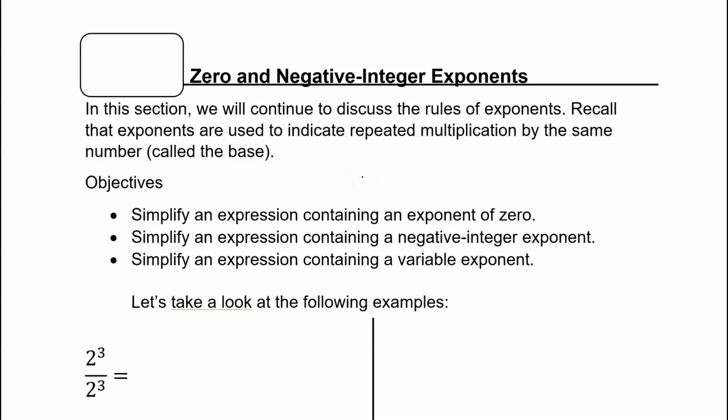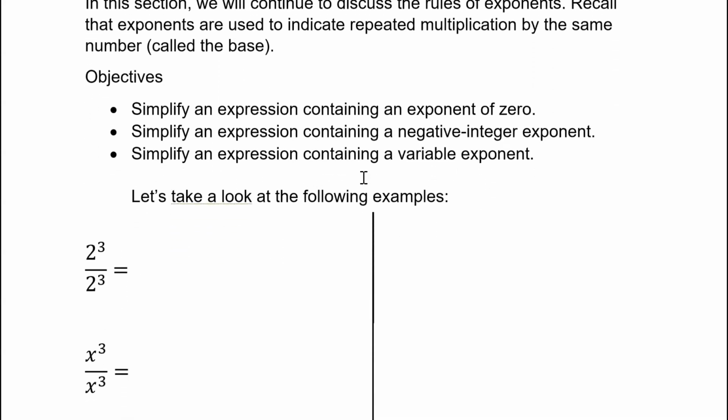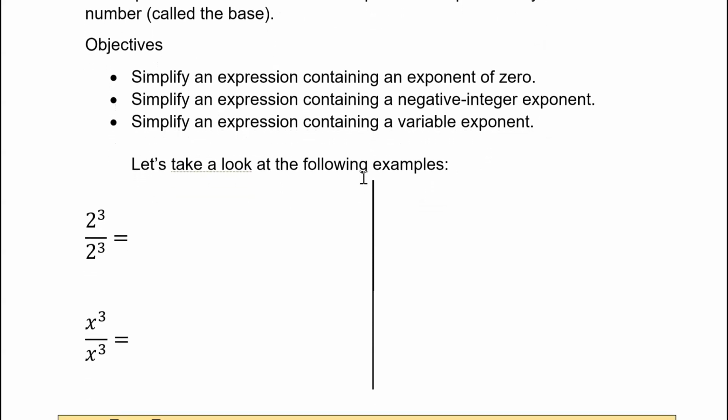This is section 4.2, so let's get started. Zero and negative integer exponents. In this section, we will continue to discuss the rules of exponents. Recall that exponents are used to indicate repeated multiplication by the same number, called the base. You can see what our objectives are for this section.